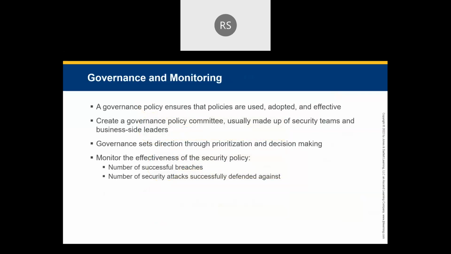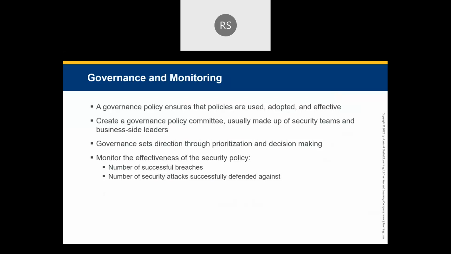Governance also plays a crucial role in ensuring effective implementation and enforcement of security policies. It often involves establishing a governance and policy committee consisting of security teams and business side leaders to oversee the governance process. This committee sets the direction for policy implementation, prioritizes security initiatives, and makes crucial decisions regarding security measures. Now, a well-defined governance policy outlines the roles and responsibilities of committee members, establishes the communication channels, and defines the decision-making process. So it ensures that the policies are actively used, adopted, and remain relevant in addressing evolving security threats.